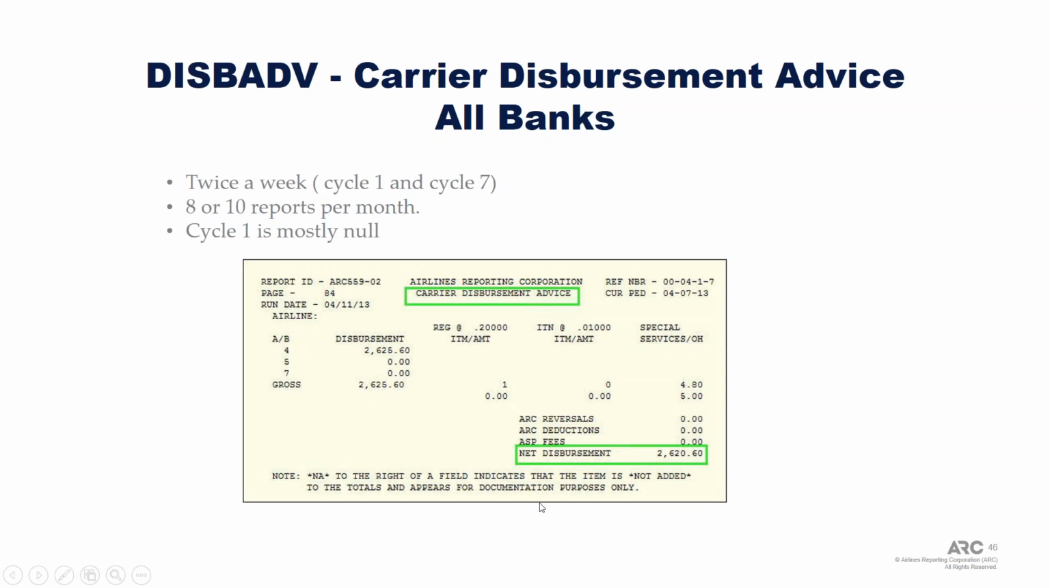And this is a screenshot of your disbursement advice. This is an older copy from when we had all 4 banks still in use, it would give you the totals and then your gross. Today you will only see Bank 7 listed here, and again your net disbursement.